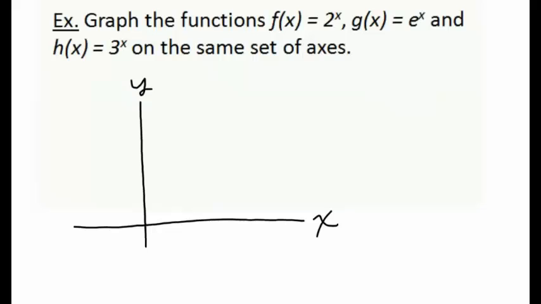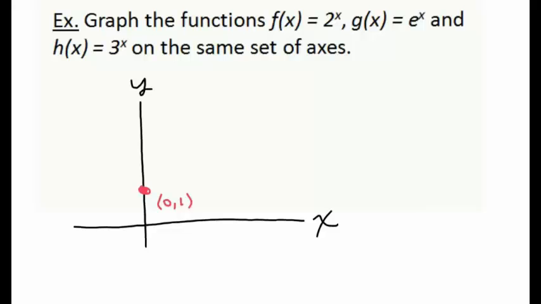In this example, I want to graph three functions on the same set of axes for you. I want to graph the exponential functions 2 to the x, 3 to the x, and our new natural exponential function e to the x. So remember that our exponential functions will pass through the point (0, 1). So I'm going to go ahead and put that point in here, (0, 1). And all three of our exponential functions are going to pass through this particular point.